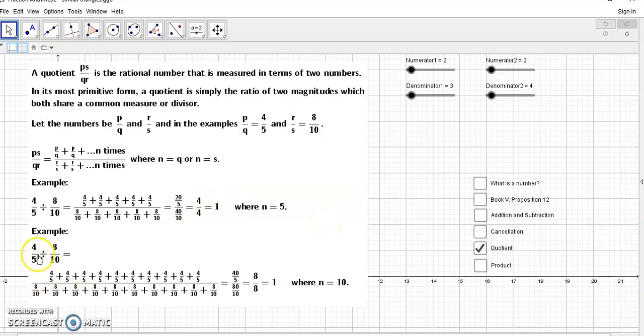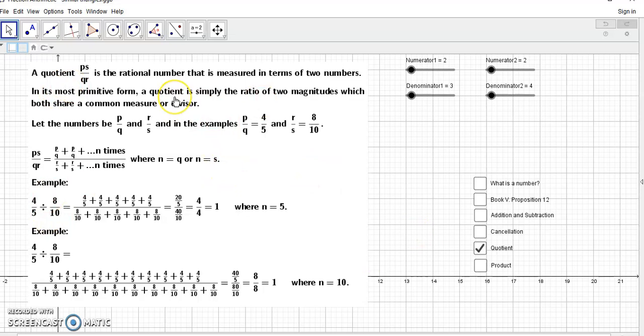Okay, and of course, you can do the exact same quotient over here by using n equals 10, right? So add it to itself 10 times and also here 10 times. And so we have found what is the answer of 4/5 divided by 8/10. Okay? Now, that is what is a quotient.